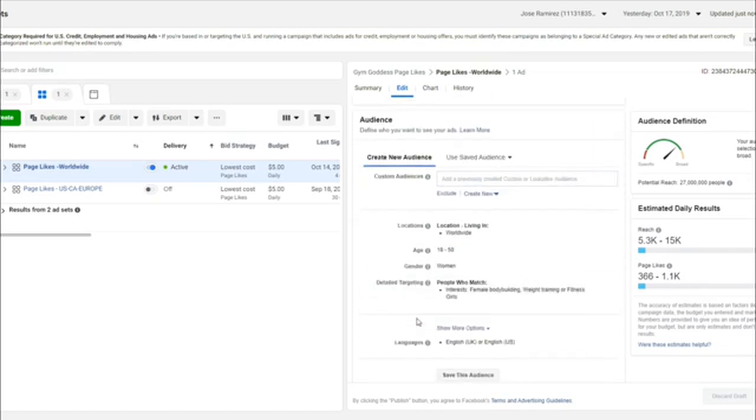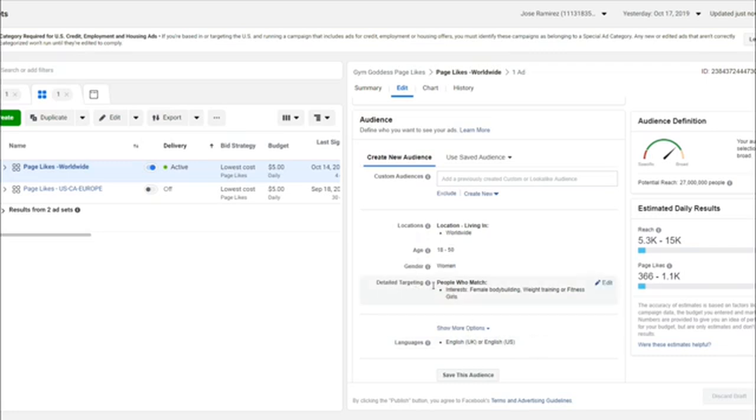So if we go down to audience, this is the important section, mainly because the targeting is what mostly is going to keep your cost per like really low. So we're targeting a worldwide audience, we're targeting people from 18 to 50, and we're targeting English speaking countries worldwide. So it doesn't matter where they come from as long as they speak English.